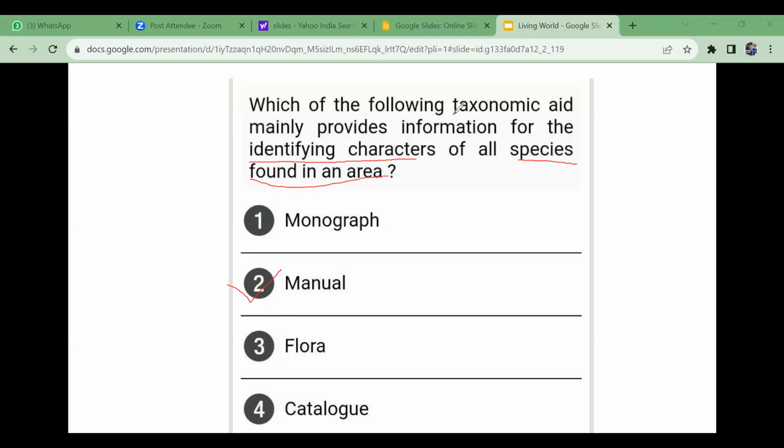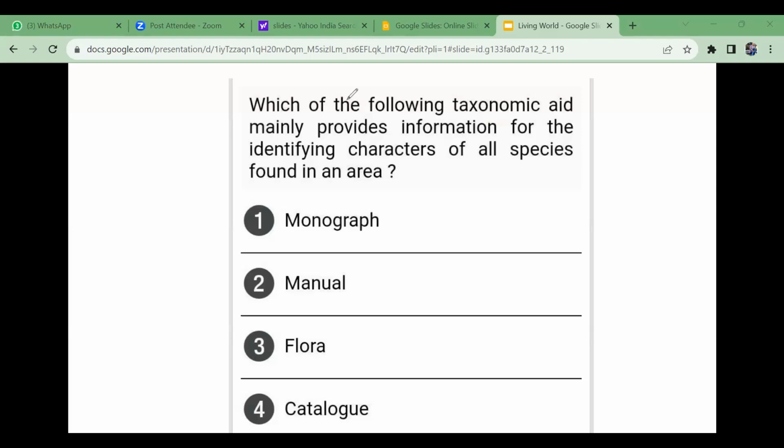हाँ, ये तो flora है, sorry. Whoever marked option 3 is correct. Okay, flora is correct. Found in an area. So एक area के बारे में पूछा है ना. सिर्फ इतना दिया था, then it is manual. Okay, found in an area, it should be flora. Did everybody understand? Okay.